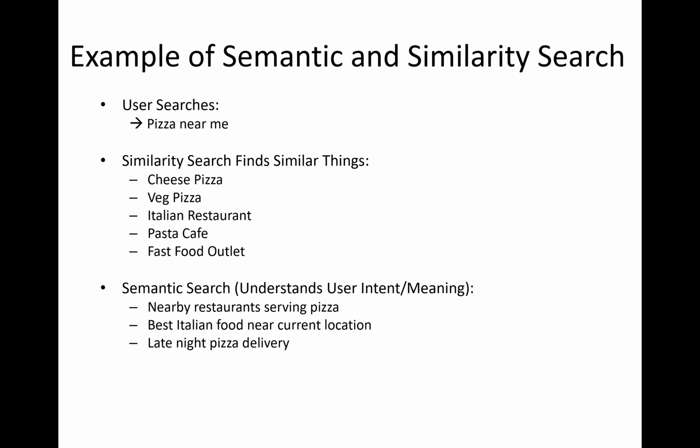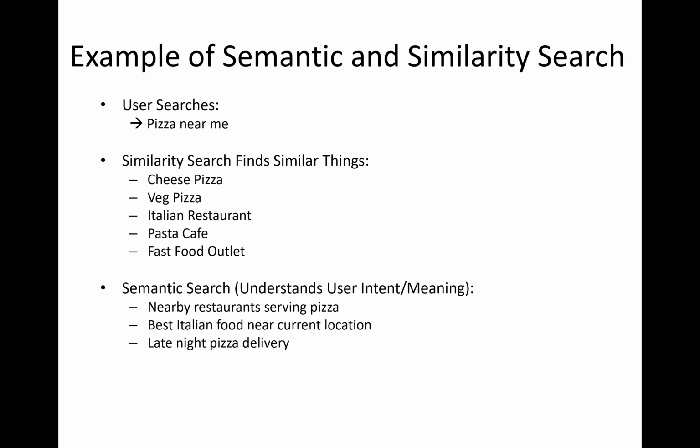Suppose a user searches for "pizza near me." This is the input, or the prompt, when we type it on ChatGPT or any other application. In terms of similarity search, where it finds similar things, it will give us results such as cheese pizza, veg pizza, Italian restaurant, pasta cafe, or fast food outlet. So based on similar patterns, or similarity in terms of words, it will give us the search result.